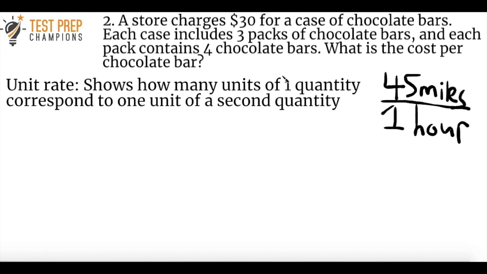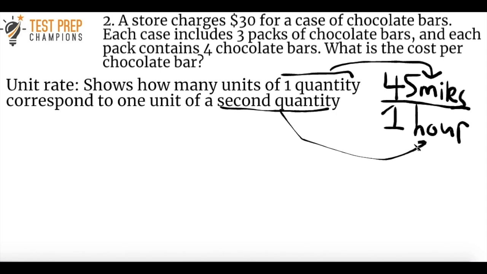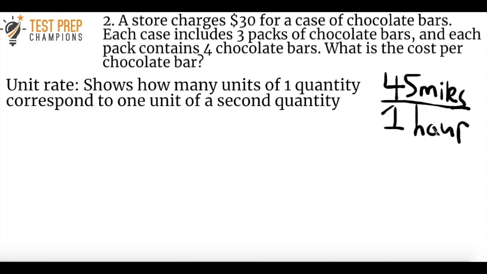Again, quantity 1 is the miles. And quantity 2, or the second quantity, would be the hour, or the hours. But we're comparing how many units of one quantity, so here we've got 45 units of our miles, and we're looking at 1 unit of the second quantity, so we've got 1 hour. That's all a unit rate is, all right? So for example, 45 miles per 1 hour, that's a unit rate. So we need to keep that concept in mind here.